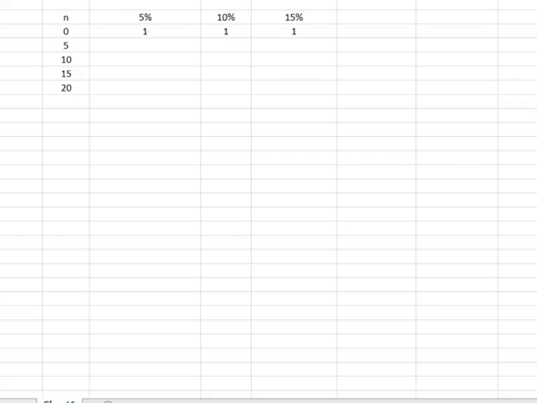Now you should have that tabular structure ready in front of you, and you are just going to check here with me whether your answer is correct or not. So here is the structure, and we are going to see, if we have $1, what would happen to this $1 after 5 years, 10 years, 15 years, 20 years, if the interest rate is 5%, 10%, or 15%. So let's go and see.